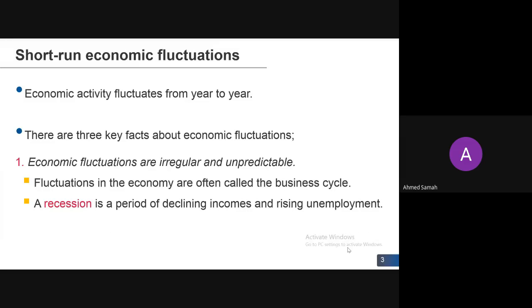And a recession is a period of declining incomes and rising unemployment. So typically in a recession, there are declining incomes and rising unemployment. A depression is a severe recession. So the last depression was in the 1930s.